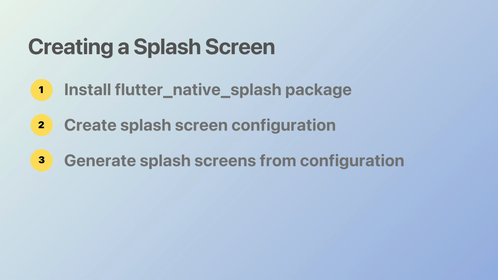To set up our splash screen, we first need to install the Flutter native splash package. Next, we define a configuration. This is where we specify colors, images, and other settings for the splash screen. Finally, we generate the splash screens based on the configuration. Steps 2 and 3 can be repeated if any updates are needed.